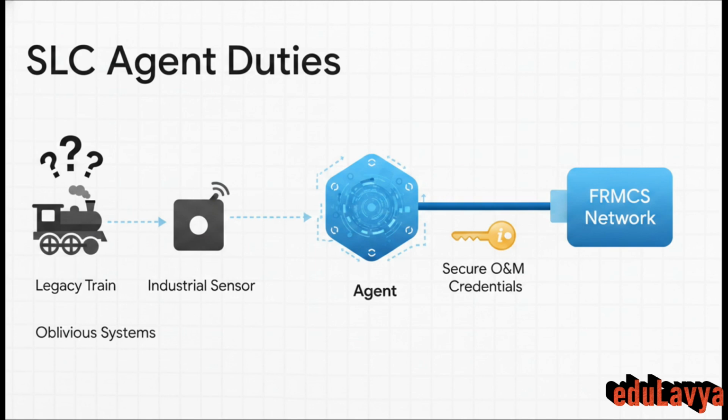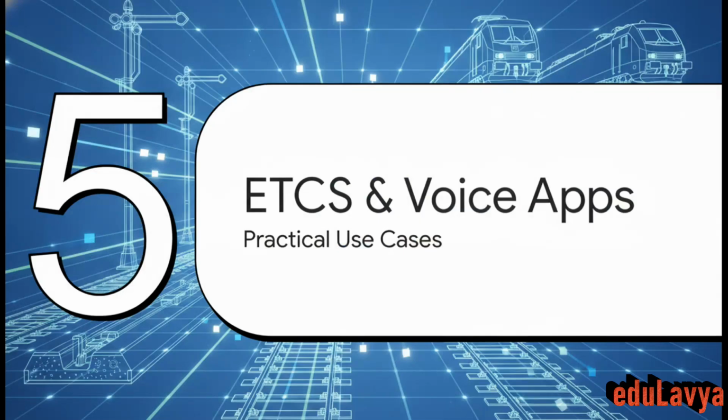Why? Because it lets legacy train systems or even basic industrial sensors that have zero concept of a 5G rail network communicate safely and securely over FRMCS. No massive software rewrites required. Section 5. ETCS and voice apps. Let's see this in the real world.